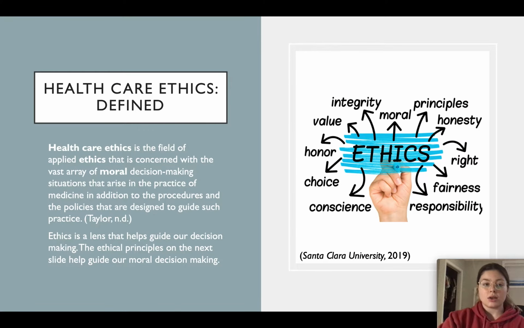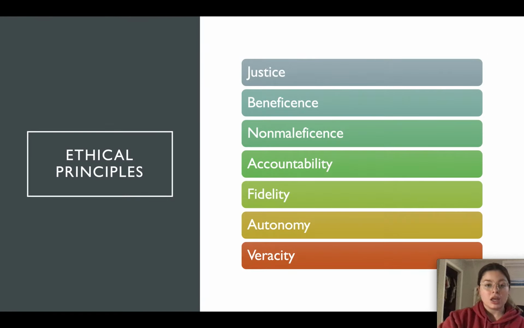Here on the screen you can see a short definition of healthcare ethics. So in my opinion, ethics is a lens that helps guide our decision making. And when we're looking through this lens, we need to think of the 7 ethical principles that are viewed on this page. Justice, beneficence, non-maleficence, accountability, fidelity, autonomy, and veracity. Today we're going to focus on autonomy as it relates to psychiatric patients.